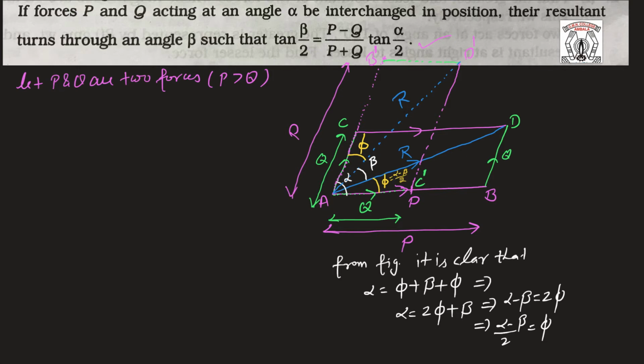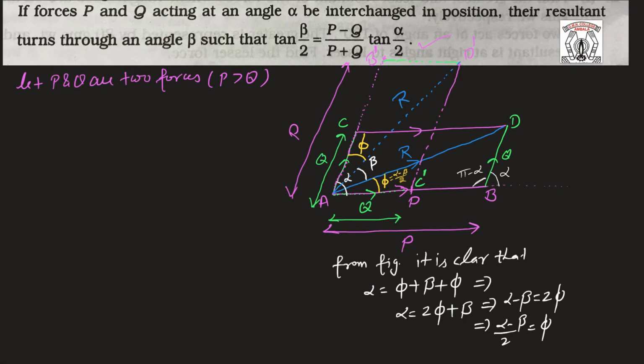And we know, if this angle is alpha, and I extend this line over here, say this is the extended line, then the corresponding angle will also be alpha. So this angle will also be alpha, and this angle will be pi minus alpha.